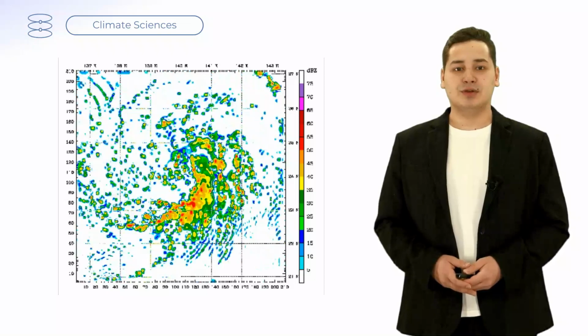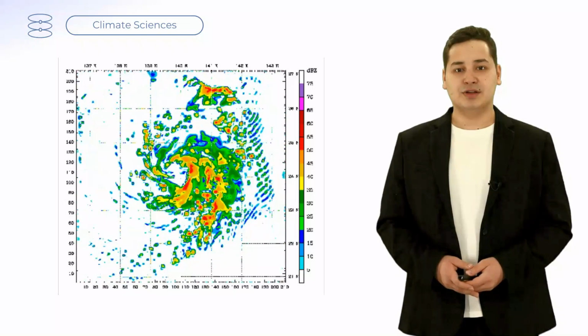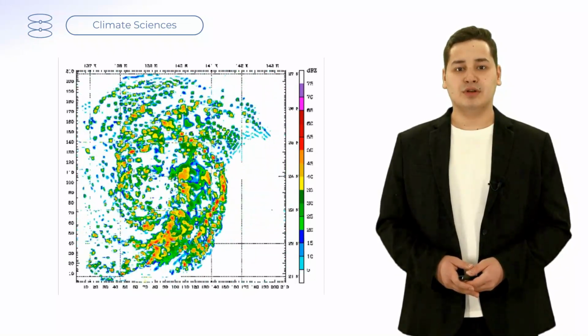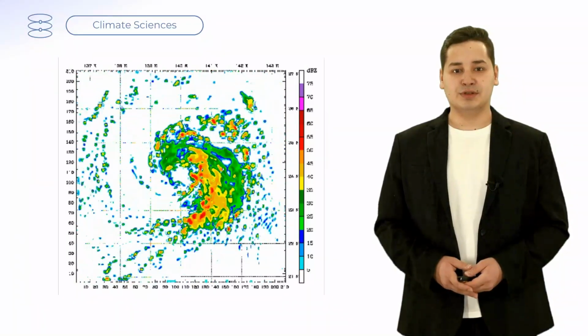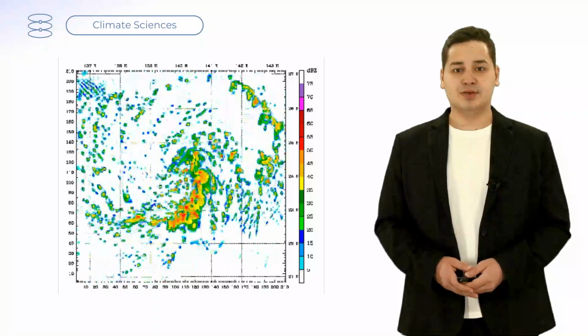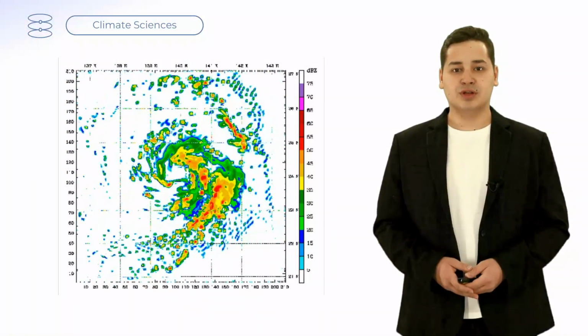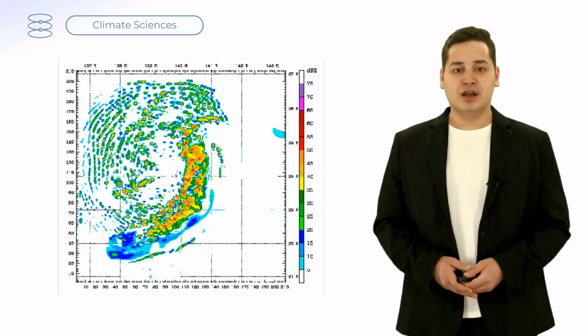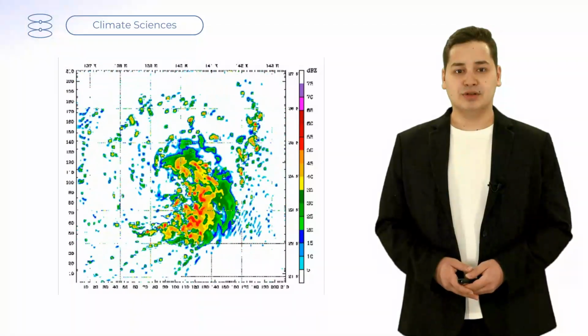Hydrodynamics isn't just confined to human-made systems. It plays a critical role in understanding and modeling the complex dynamics of Earth's climate system. In the context of climate science, hydrodynamics is particularly relevant to the movement of the ocean, the circulation of the atmosphere, and the interaction between these two components.